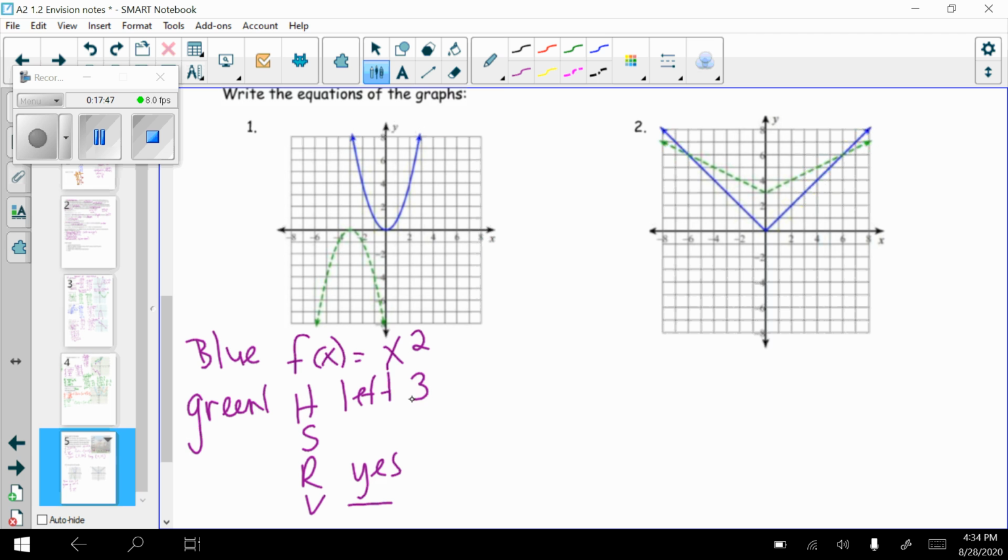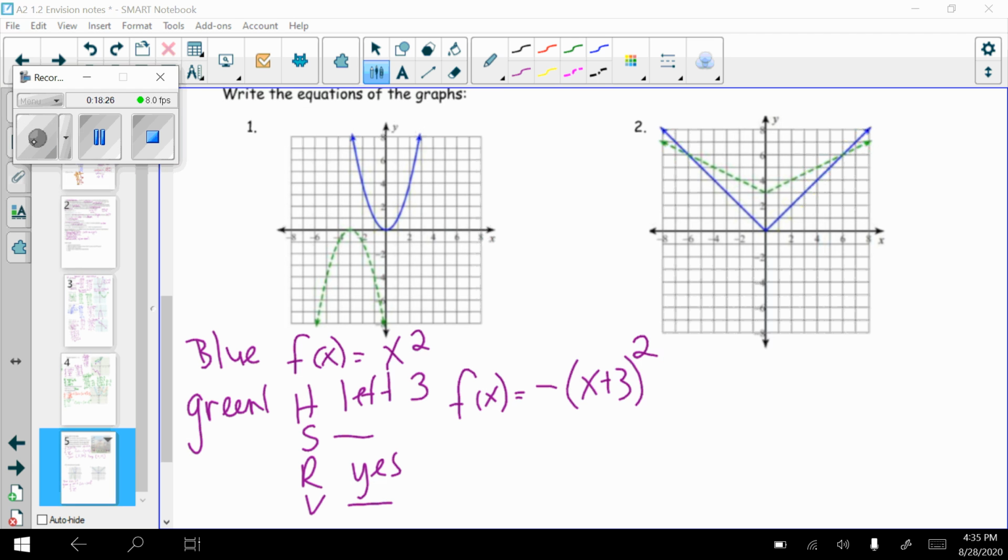And then I can check for a stretch or a shrink. If I took my point (1, 1), I know it's reflected, so it would now be (1, negative 1). And I go over 1, 2, 3. It is on that point, so there is no stretch or shrink. So this equation is going to be f of x equals negative on the outside, parentheses, x, it went left 3, so inside goes plus 3, quantity squared.